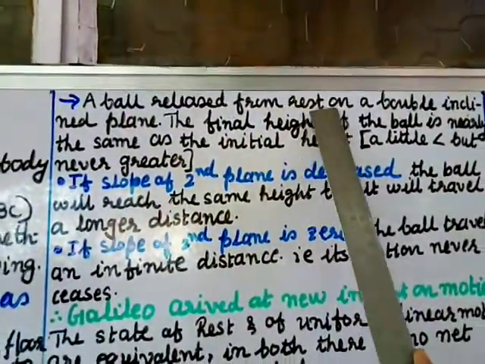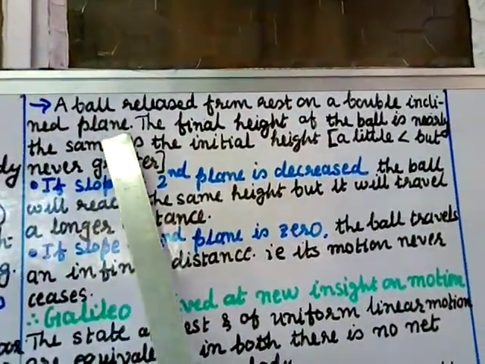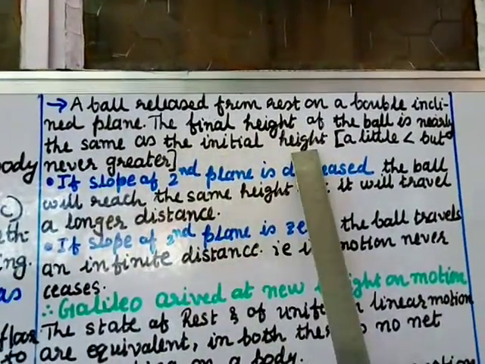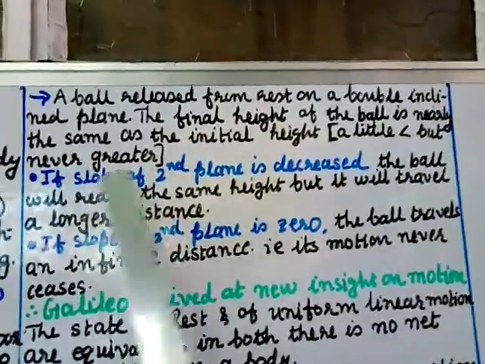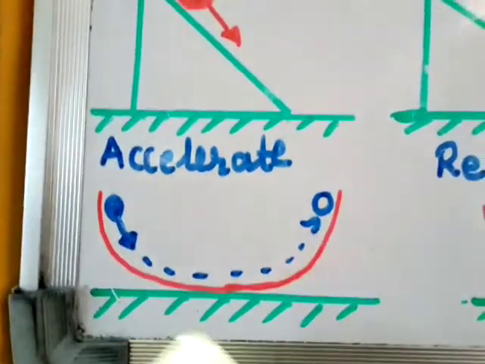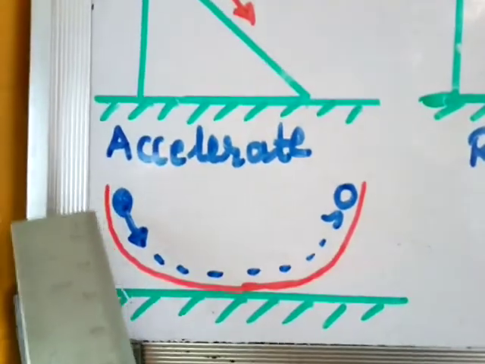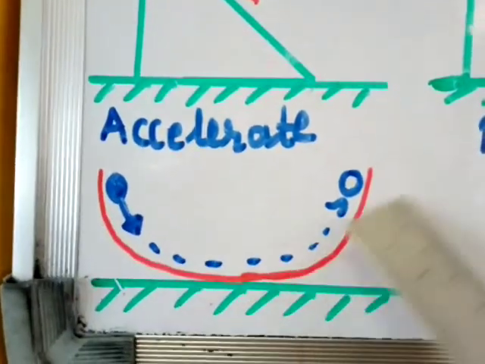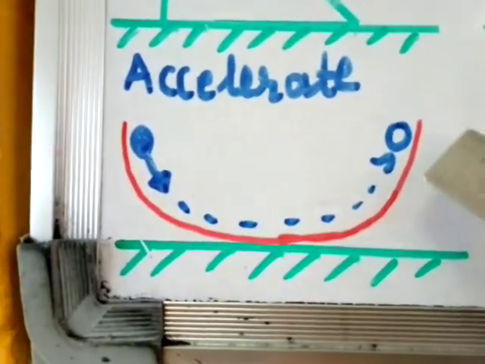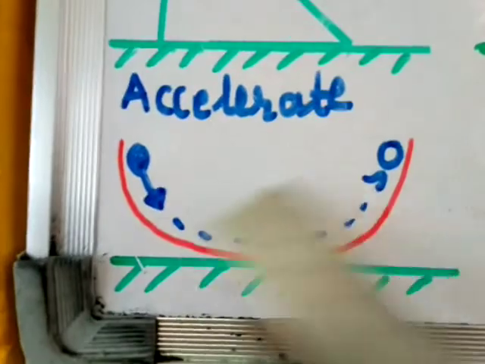And the second one: a ball released from rest on a double inclined plane. The final height of the ball is nearly the same as the initial height, a little less but never greater. So secondly, he took a double inclined plane. You can look at this figure. In this he released a ball from rest from here, so it will come down and reach here. What he observed was that it reached almost the same height or less than the initial height. So that was the first case.